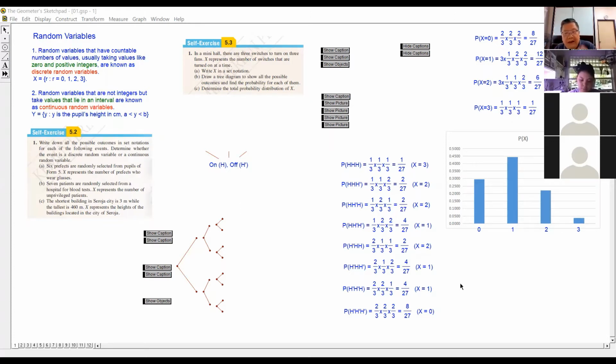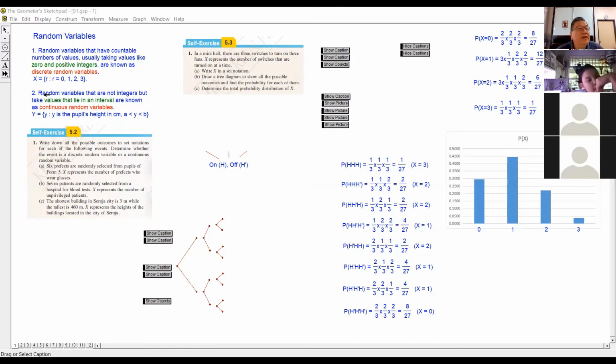Now, other than height, your mass is also a continuous random variable. How many kg? Maybe the lightest one is 40 kg and the heaviest one maybe 70 kg. So your mass is a continuous random variable. It is from 40 kg to 80 kg, something like that. So it is not a whole number, it's a continuous range of numbers.